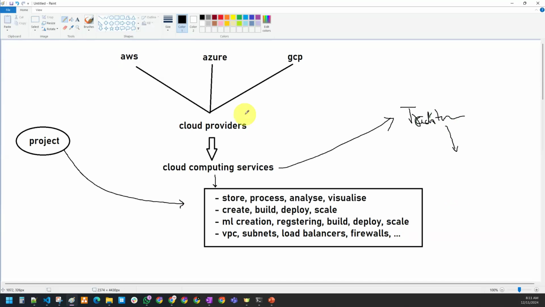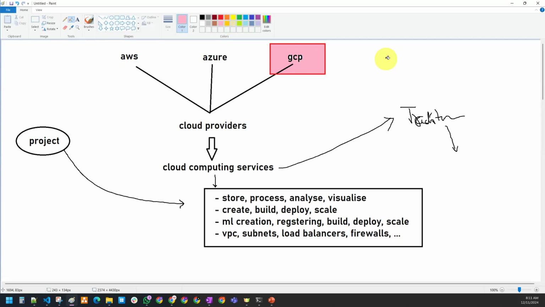One such cloud platform is Google Cloud Platform. Google Cloud Platform provides you the cloud computing services. GCP is one of the leading cloud providers, and these services are very useful for organizations to build their application, deploy their application, scale their application, store the data, process the data, or analyze the data.